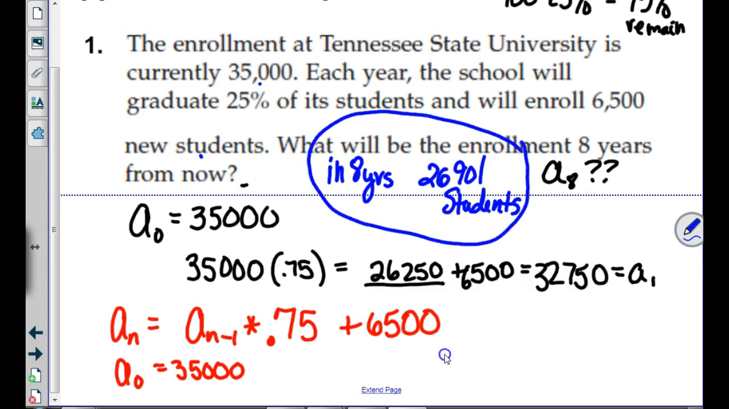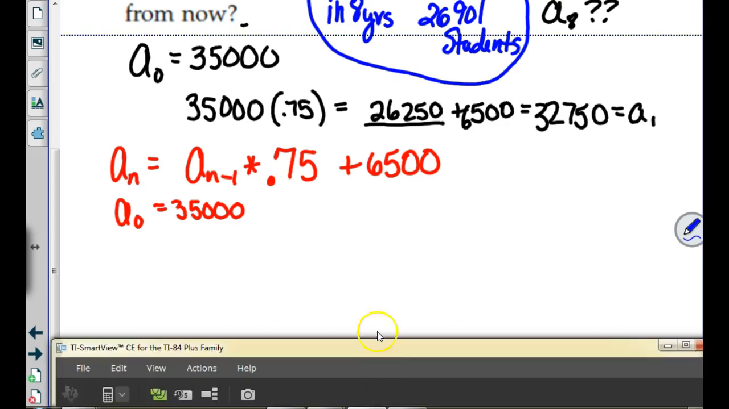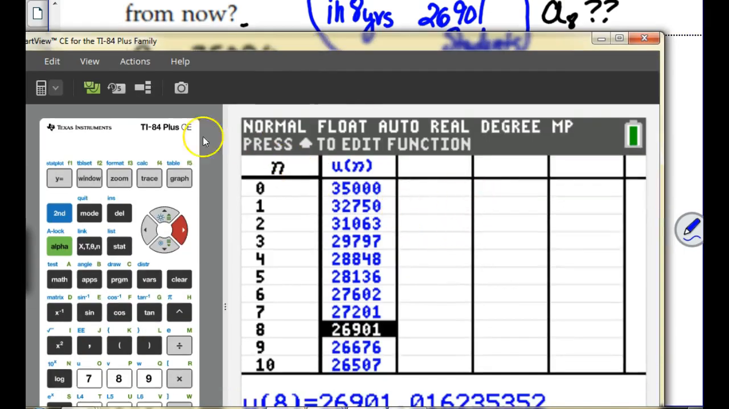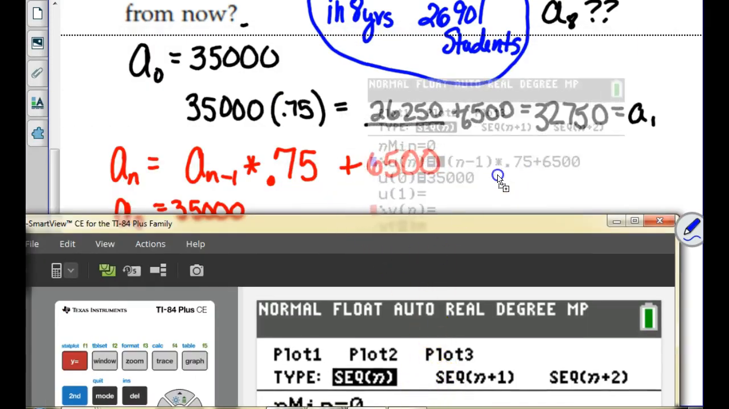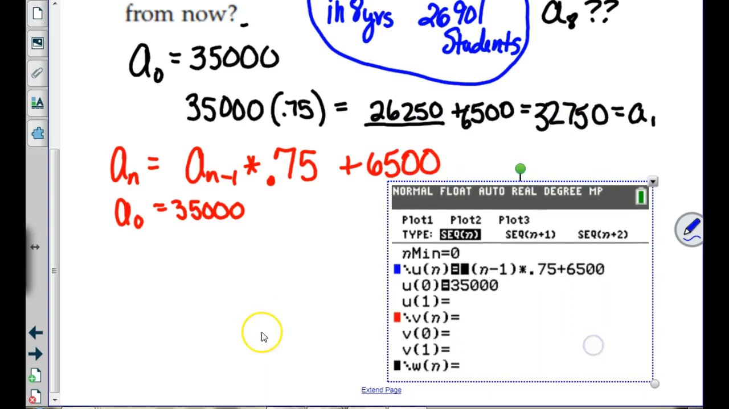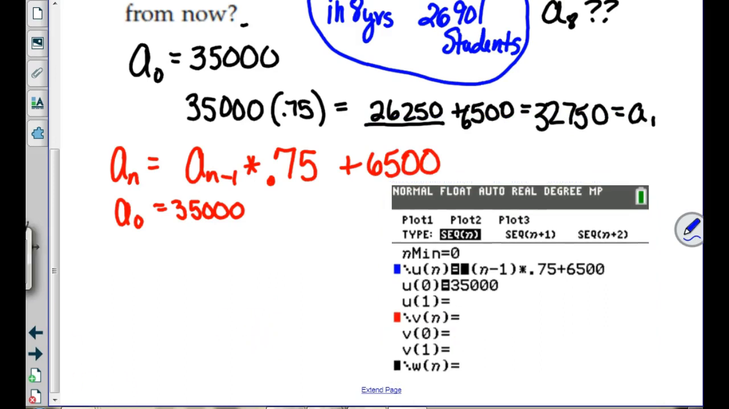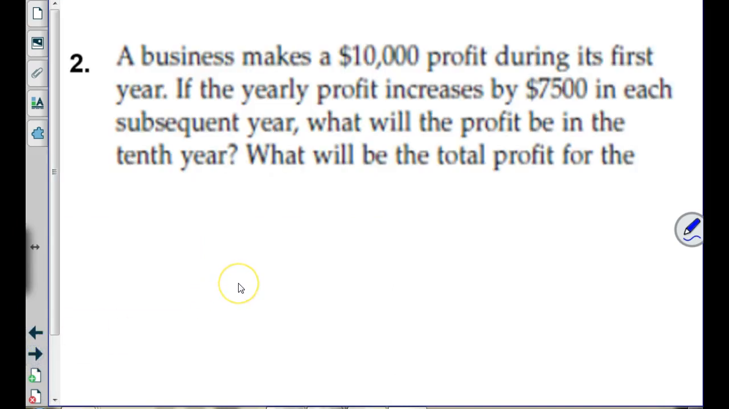Okay, and let me maybe just, in case someone's looking at the notes, slide what we typed here down in this corner. Okay, everybody good? Oop, I don't know what I just bumped. All right, number 2 says the business makes a $10,000 profit during its first year. If the yearly profit increases by 7,500 in each subsequent year, what will the profit be in the 10th year?